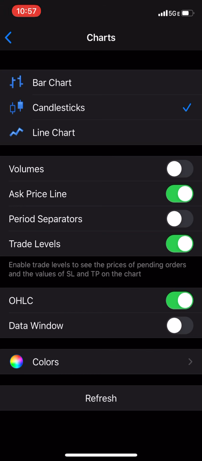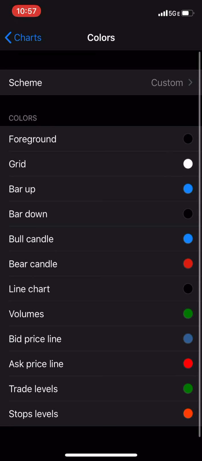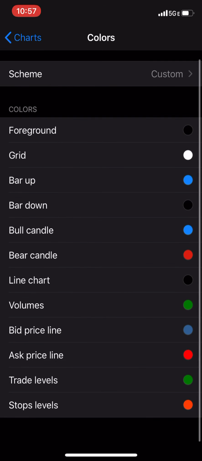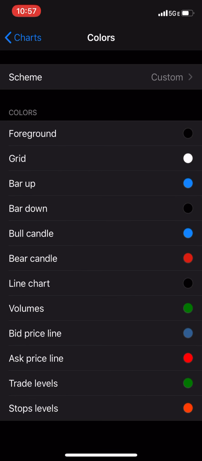Data window, you can play around with that one. Colors, pretty straightforward. You can customize what your chart looks like. There are a couple pre-made ones, or you can make your own. Here's my color scheme in front of you. You can take a screenshot of it if you so choose.